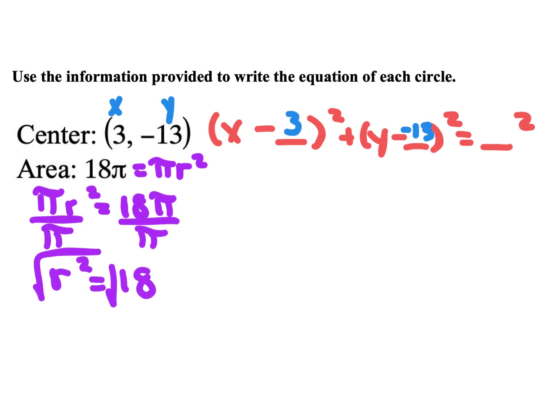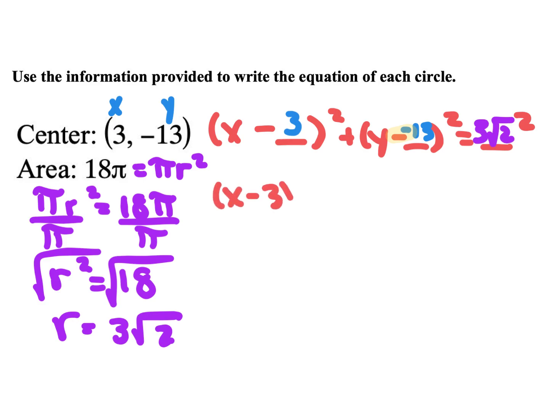And you take the square root of both sides, which if I simplify the square root of 18, it would become 3 square root of 2. So now I can plug in 3 square root of 2 over here. And when I simplify the equation, the minus and negatives become plus. So I'll have x minus 3 squared plus y plus 13 squared.